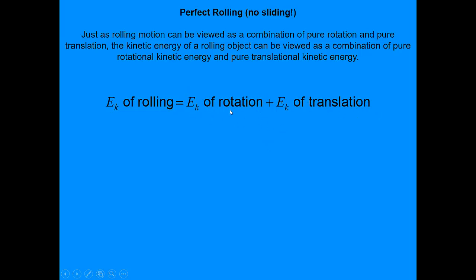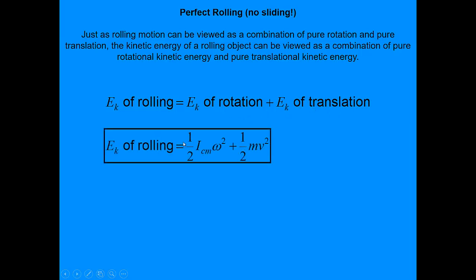We already know how to calculate those two things. The kinetic energy of rotation is 1/2 Iω². And for a rolling object, the I is around the center of mass, because a rolling object would rotate around its center of mass. And the kinetic energy of translation is the old friend 1/2 mv² that we used before, where technically this v is the speed of the center of mass.